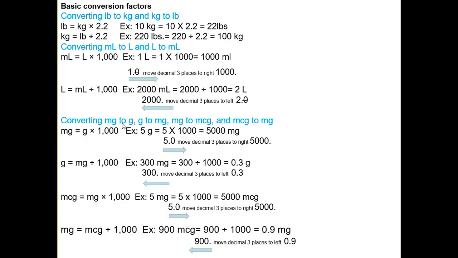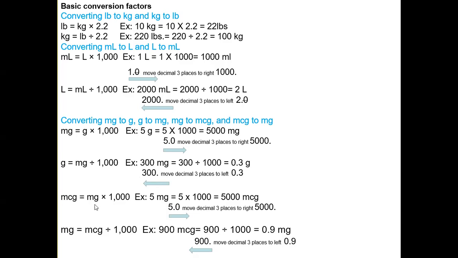Converting milligrams to grams, grams to milligrams, milligrams to micrograms, and micrograms to milligrams. Let's start with grams to milligrams. Again, grams to milligrams, you're going to the right. So you're going to multiply by 1,000. So 5 grams, 5 times 1,000 equals 5,000 milligrams, or move the decimal place 3 places to the right. If you're going from milligrams to grams, you're going to the left. So you have 300 milligrams. You're going to divide. 300 divided by 1,000 equals 0.3 grams. You're going to move the decimal place 3 places to the left. So 1, 2, 3, and that gives you 0.3 grams.